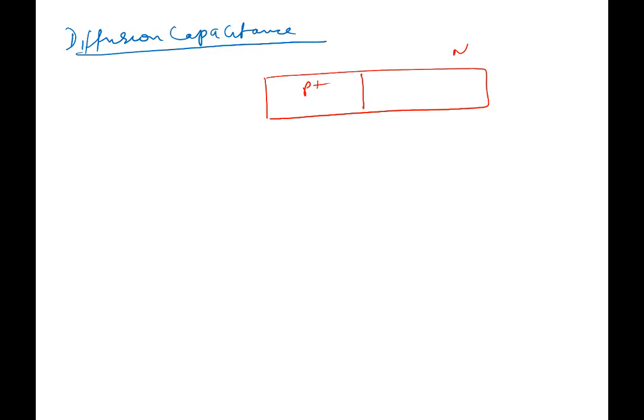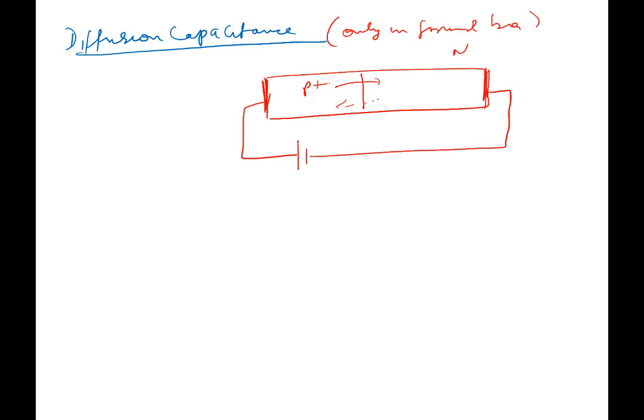Now in a P plus N junction, what is the source of the current? Is it due to holes or is it due to electrons? The holes will get injected and there would be hardly any electron injection, because injection depends inversely on the doping. So it's primarily a hole injection device here. And diffusion capacitance, you've also heard, is only in forward bias, not in reverse bias. So when you apply forward bias, what is the source of this diffusion capacitance?